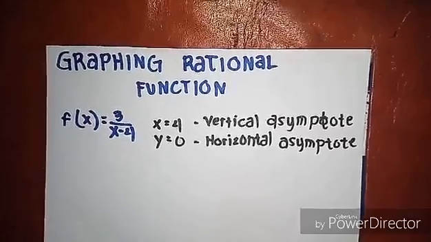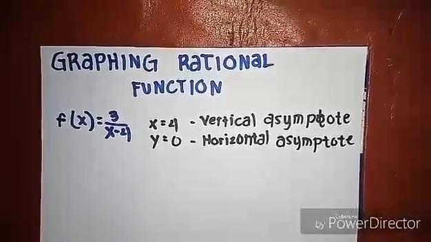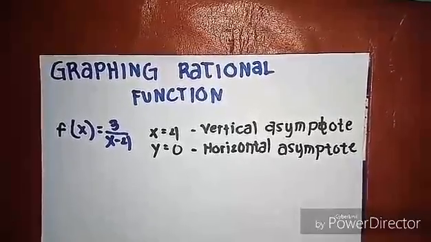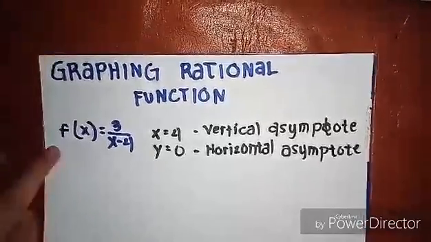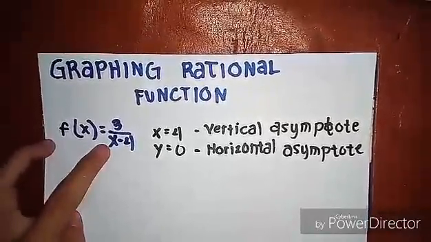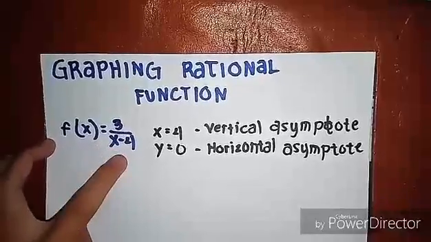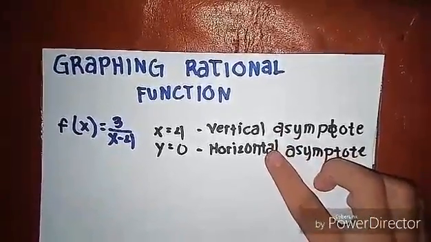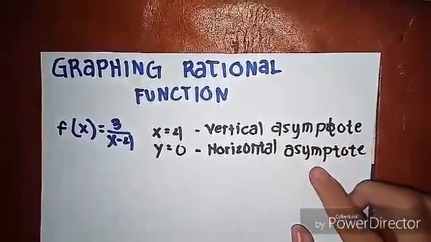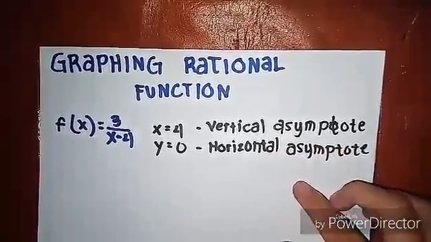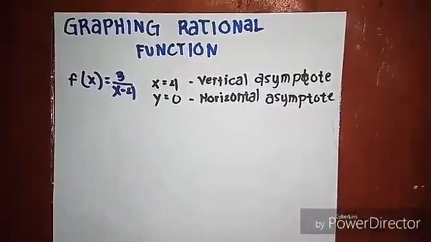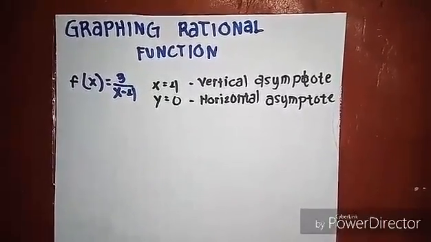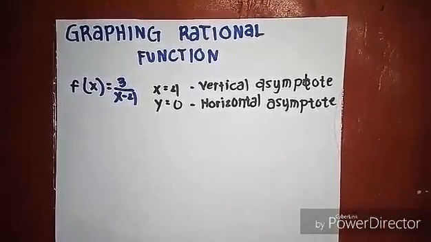To graph the rational function, we need to know the horizontal and vertical asymptote and the table of values. Here's our given: f of x is equal to 3 over x minus 4. The vertical asymptote here is x equal to 4, and the horizontal asymptote is y equal to 0. To find the table of values, substitute each x value of all real numbers except 4.